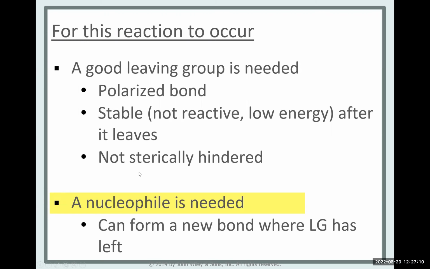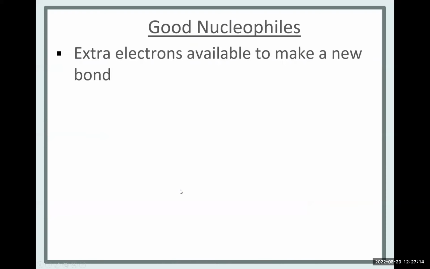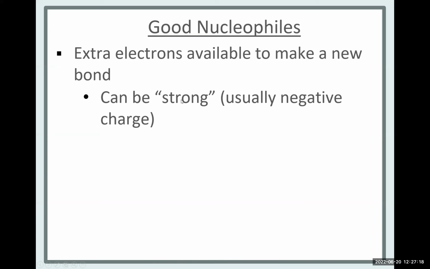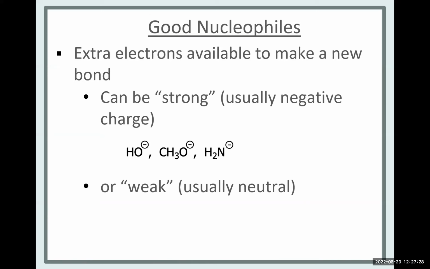Okay, so a nucleophile is needed. A nucleophile can form a new bond where the leaving group has left. For good nucleophiles, you need extra electrons. It can be a strong nucleophile, which is one that's negatively charged, and a weak nucleophile is usually neutral. So remember I said it can be negative or neutral. As long as it has extra electrons, it can still attack.